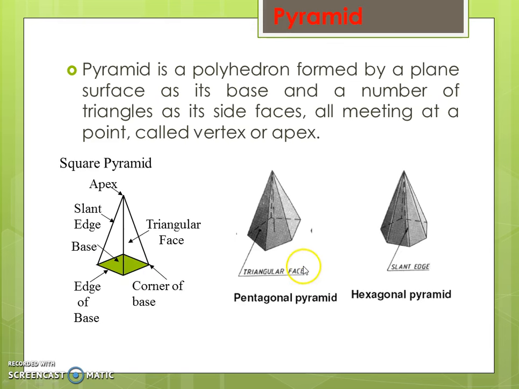Similarly, we can see a pentagonal pyramid and a hexagonal pyramid. In each we have triangular faces. Here one triangular face is there, and they are showing the slant edges also. The parameters we have to identify on a pyramid are the apex and the base, which are the main things. From each corner of the base, a line goes to join the apex; the corners joining the apex form a triangular face, and this edge is the slant edge. These are the basic parameters in pyramids.